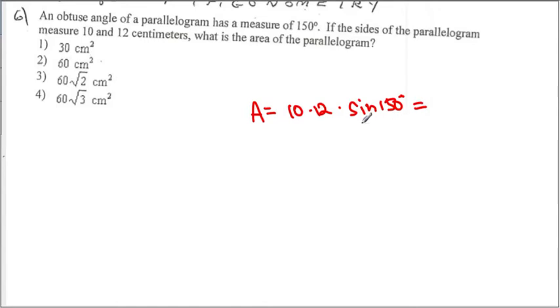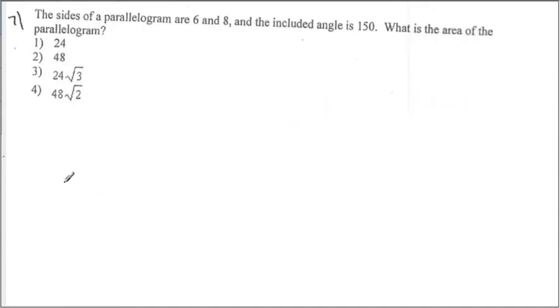Then here that's equal to 10 times 12 times 1/2. Sine of 150 is equal to 1/2. So therefore our final answer becomes 60. Therefore 60 is part 2, or choice 2.